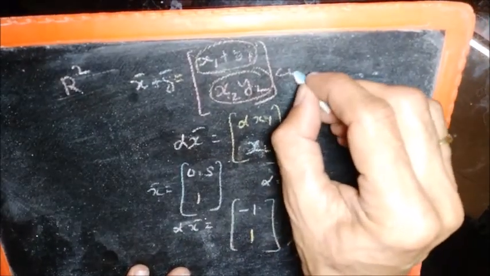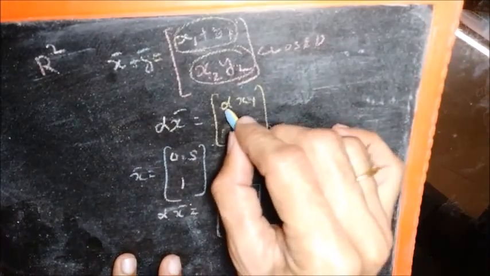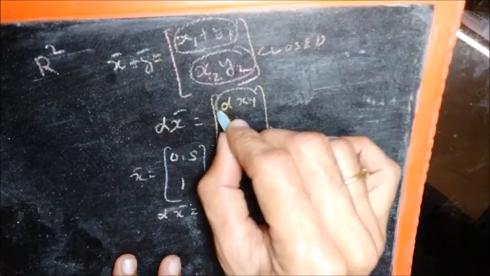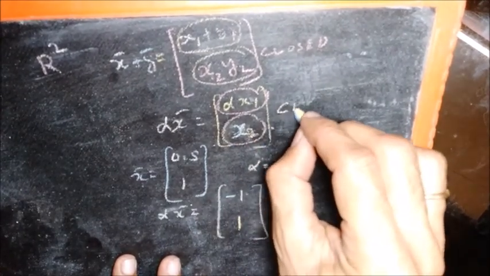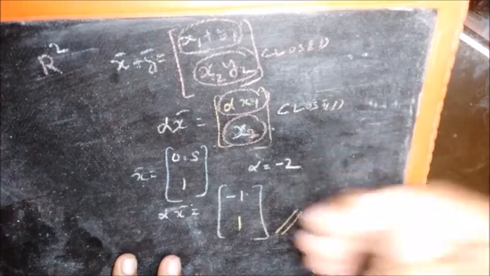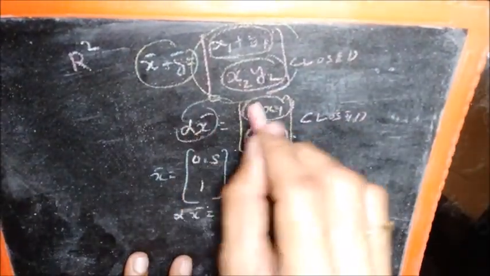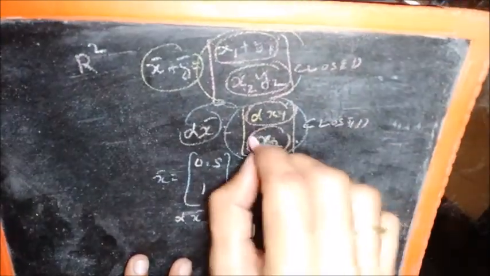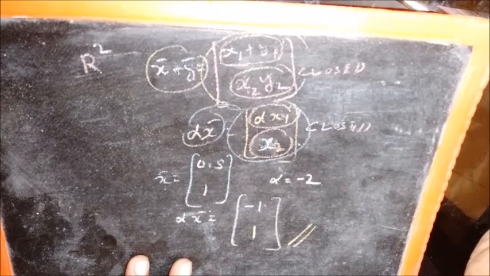So this will be closed. The way we have defined addition and multiplication, alpha is real, x1 is real, so this will be real, and x2 is anyhow a real number, so this will also be real, which means that this will also be closed. I say closed because these results are in R2 itself, which means that the closure property is satisfied.